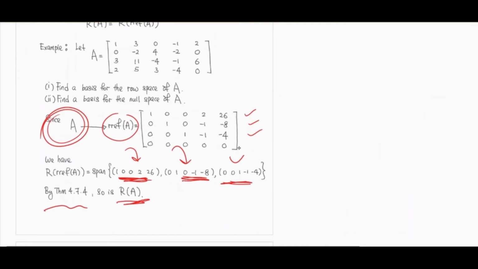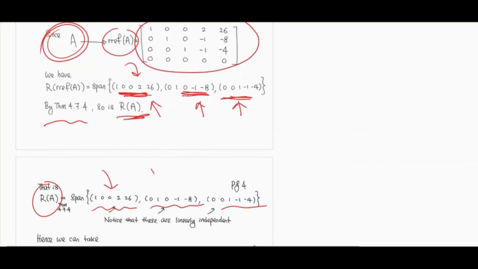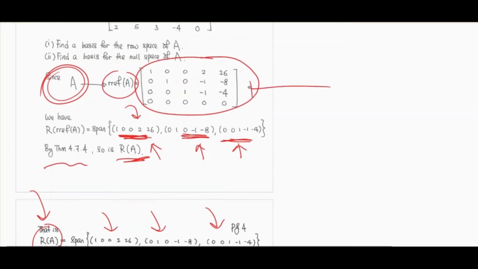Inspecting the row space of the RREF of A, it's pretty easy to see that the row space is spanned by these three vectors, and they are independent. So they actually form a basis for the row space of the RREF of A. But the row space of the RREF of A and the row space of A are the same. So we can immediately just investigate the RREF matrix.